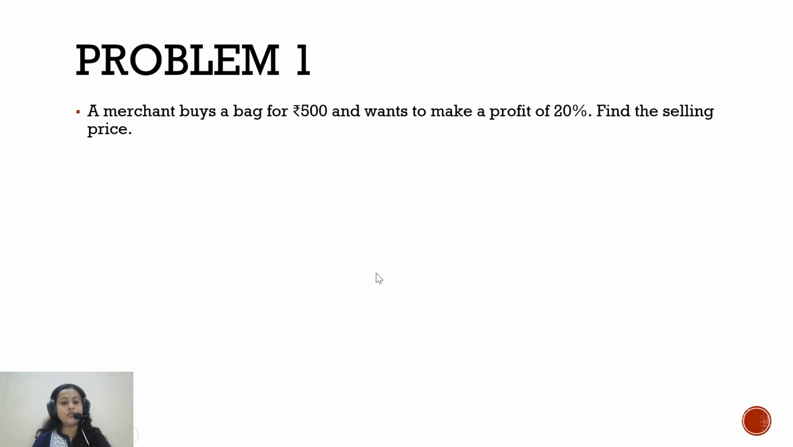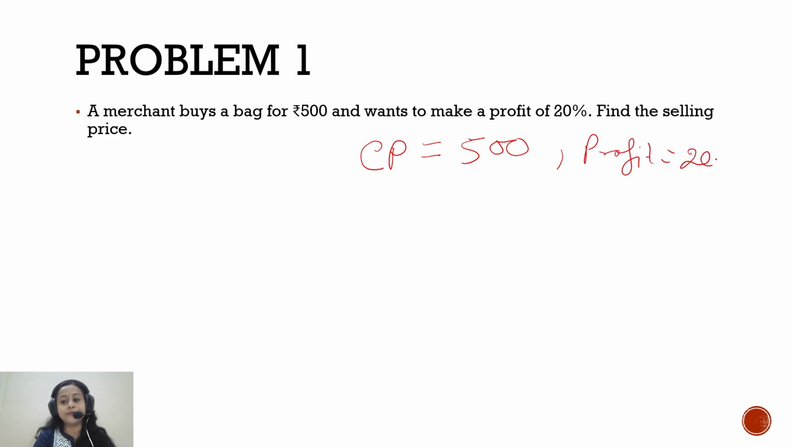Problem 1 says that a merchant buys a bag for 500 and wants to make a profit of 20%. Find the selling price. So cost price is given, profit percentage is given, and you have to find the selling price. As the merchant buys at 500, the cost price is 500. Profit percentage is 20%. Now given this, which formula are we supposed to apply?